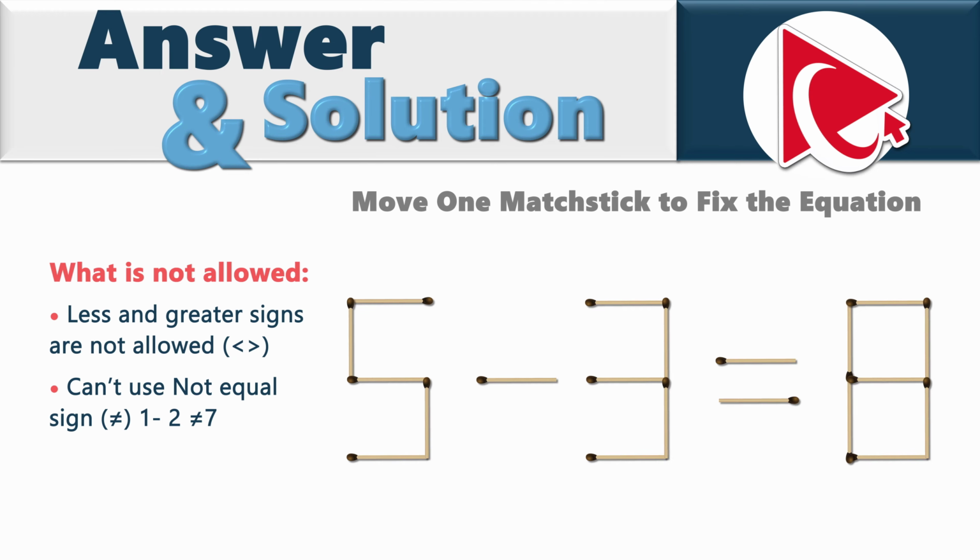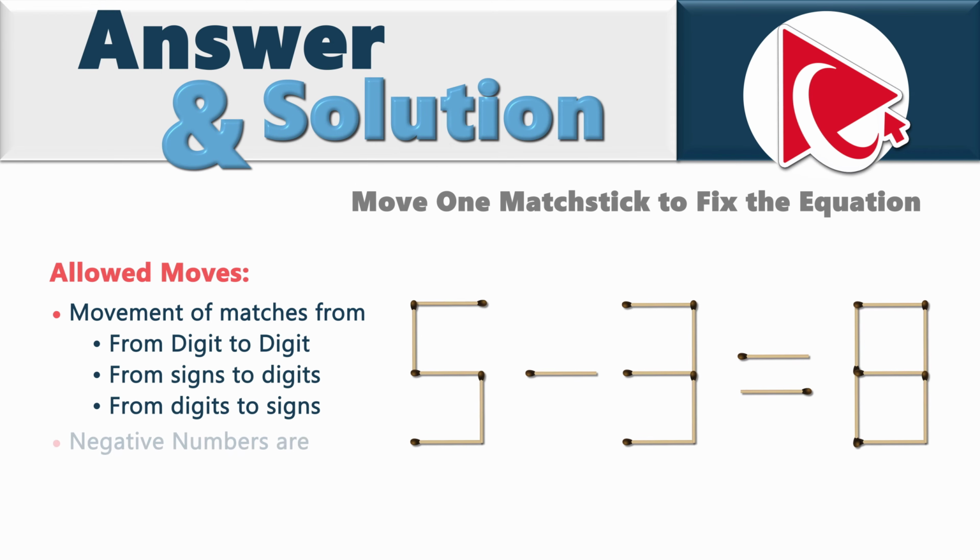You might be asking then, what moves are allowed? And there are a few. Movement of matchsticks from digit to digit, from sign to digit, and from digit to sign. Also, negative numbers are allowed. With that in mind, let's solve this equation.